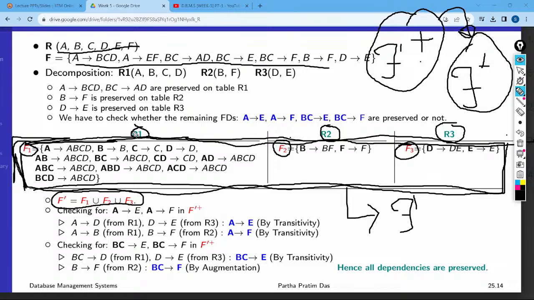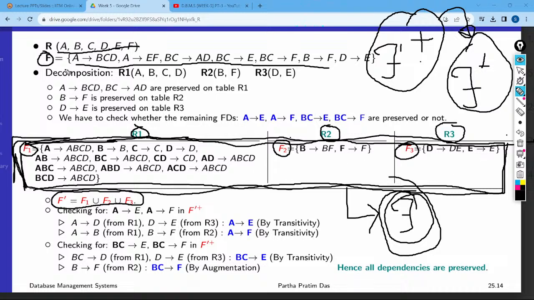Simple steps. First step, write the dependencies for each and every relation, each and every table. Once you wrote the dependencies for all the tables, you performed the union function and formed F dash. Once you formed F dash, now you will check all the dependencies in F dash plus. Okay, all the dependencies in F dash plus. So is A arrow B, A arrow C, A arrow D, you will be finding it in the whole set.